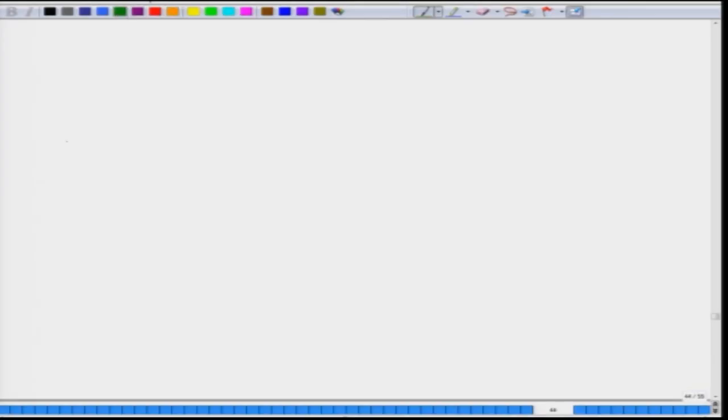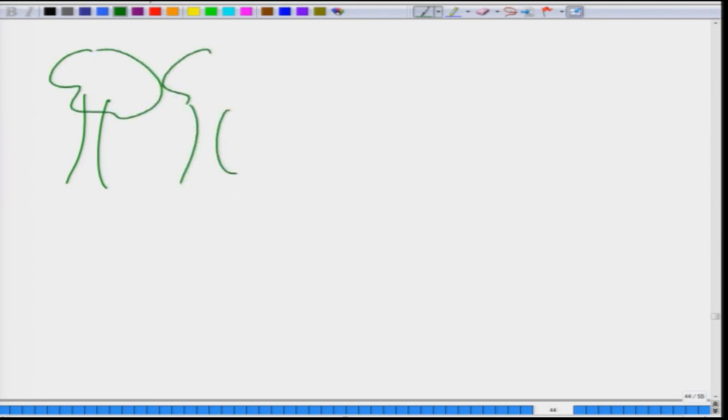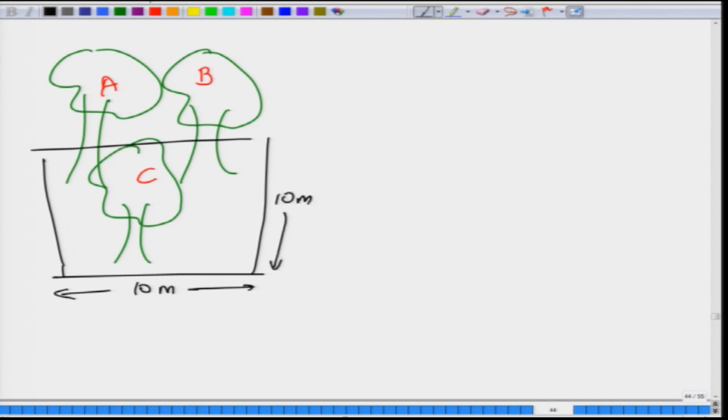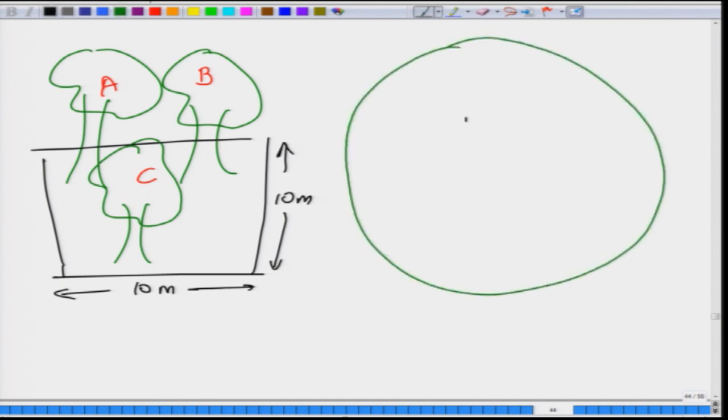So, what this question says is that you have three trees in your stand. Let us call these three trees A, B and C, and the sample plot is 10 meters by 10 meters. Essentially, you have a big stand, and in this stand you took a sample plot which is 10 meters by 10 meters, and in this sample plot you have these three trees. So, using the data of this sample plot, you want to figure out the stand basal area per unit hectare of your stand. So, how do we do it?